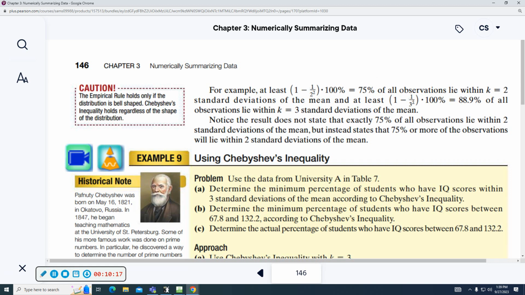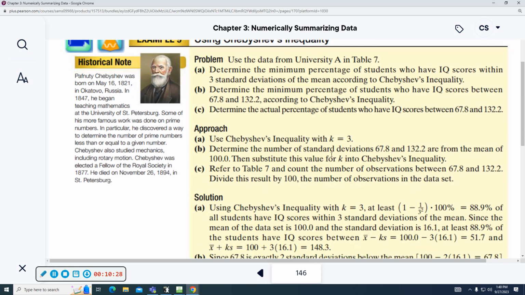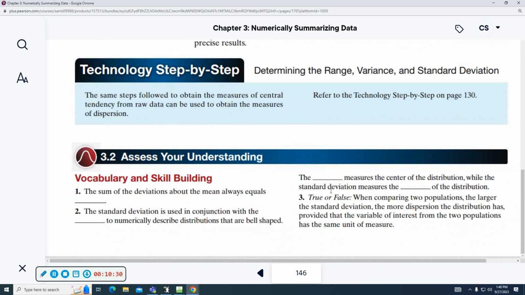And if you have three standard deviations from the mean, it's going to tell you 88.9, which the bell curve told us 99.7, so this much or more. So that's Chebyshev's theorem. You can use that anytime, and with that, we'll just jump over to MyMathLab and start doing some practice problems.